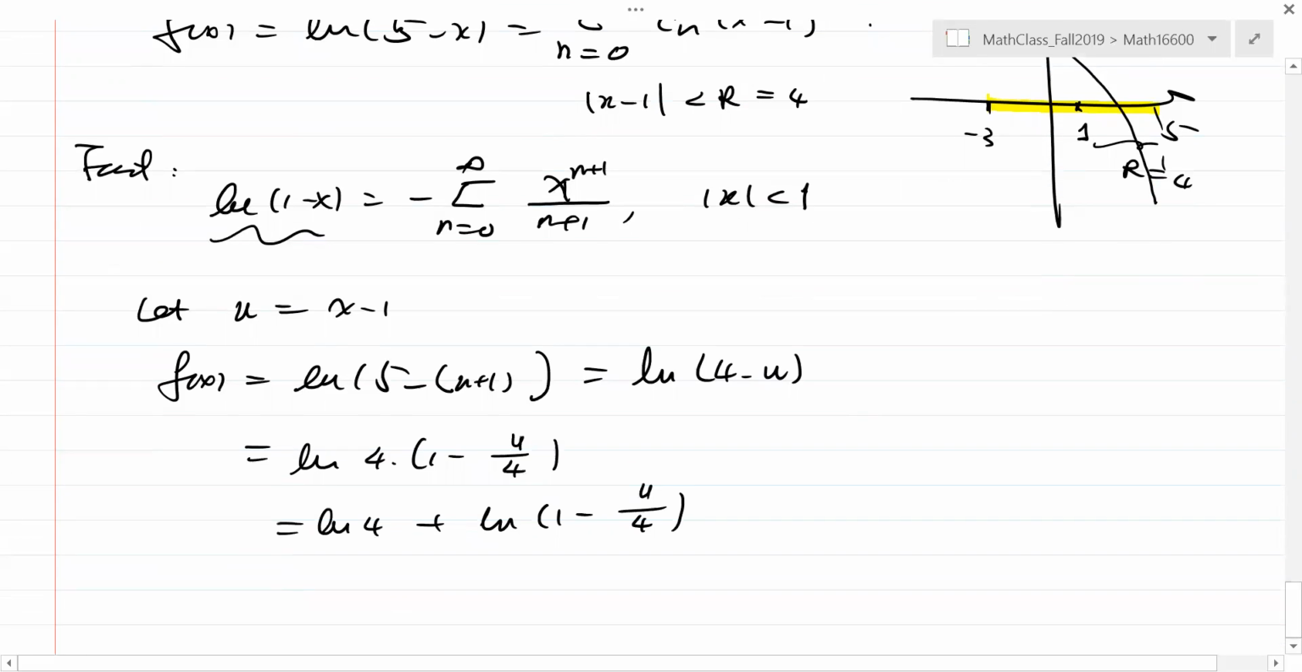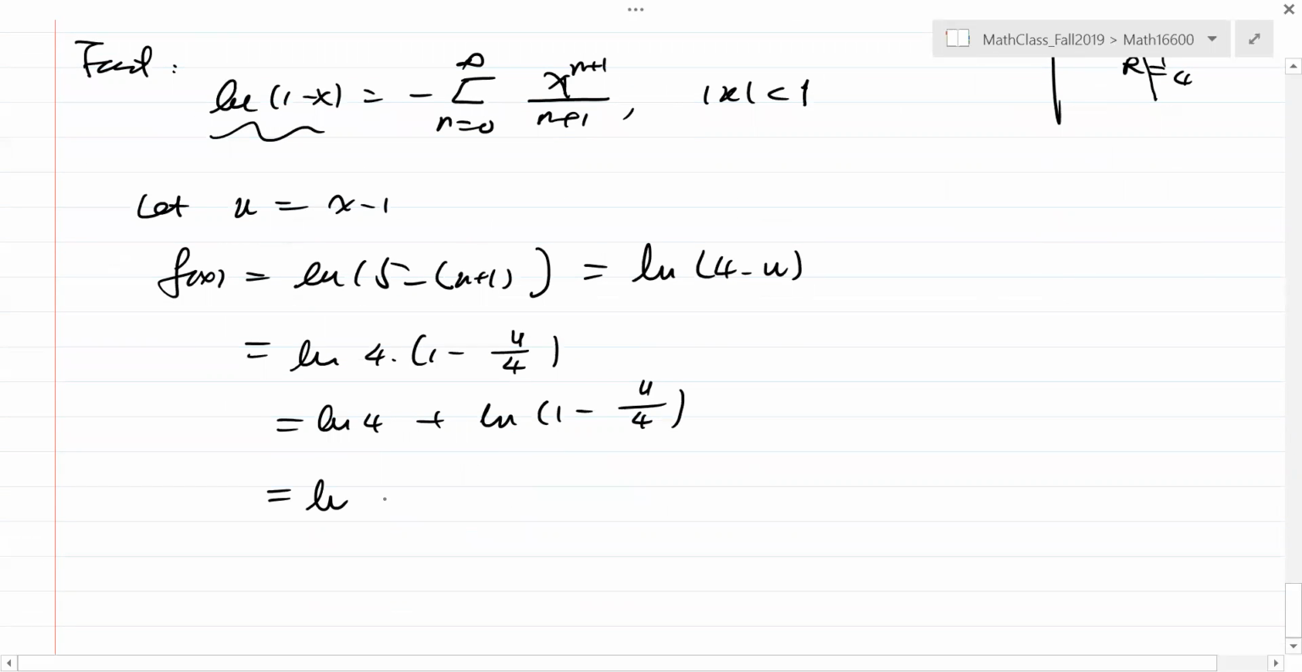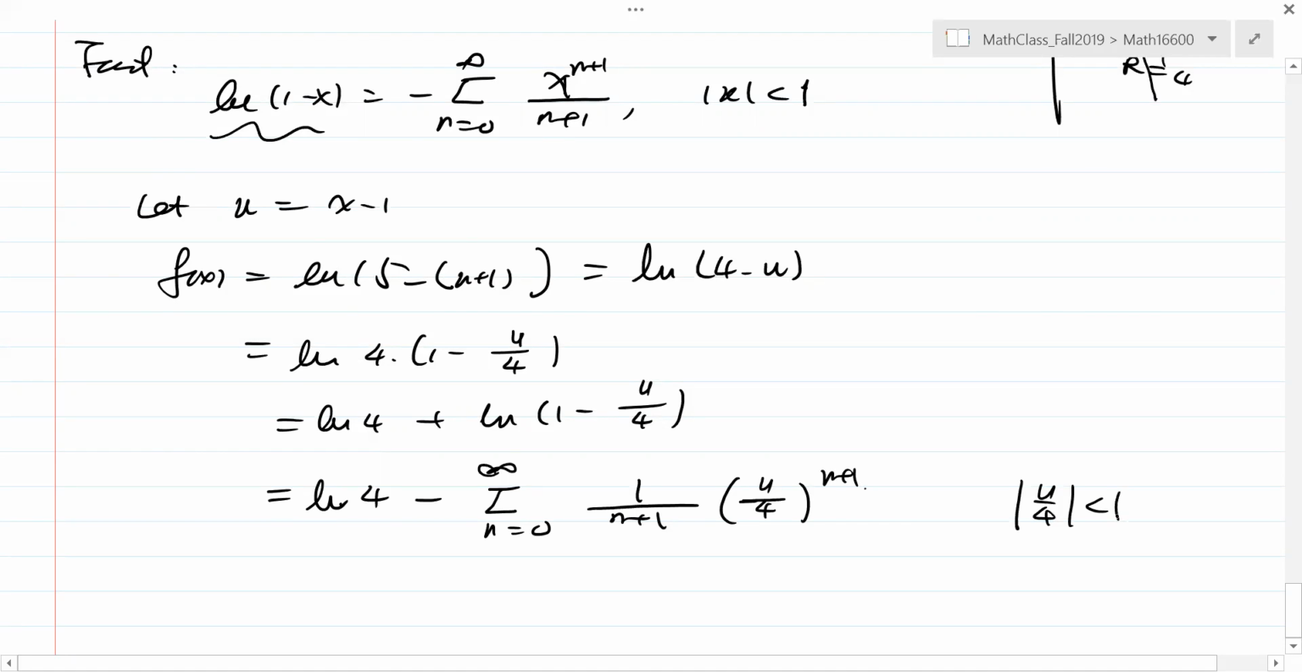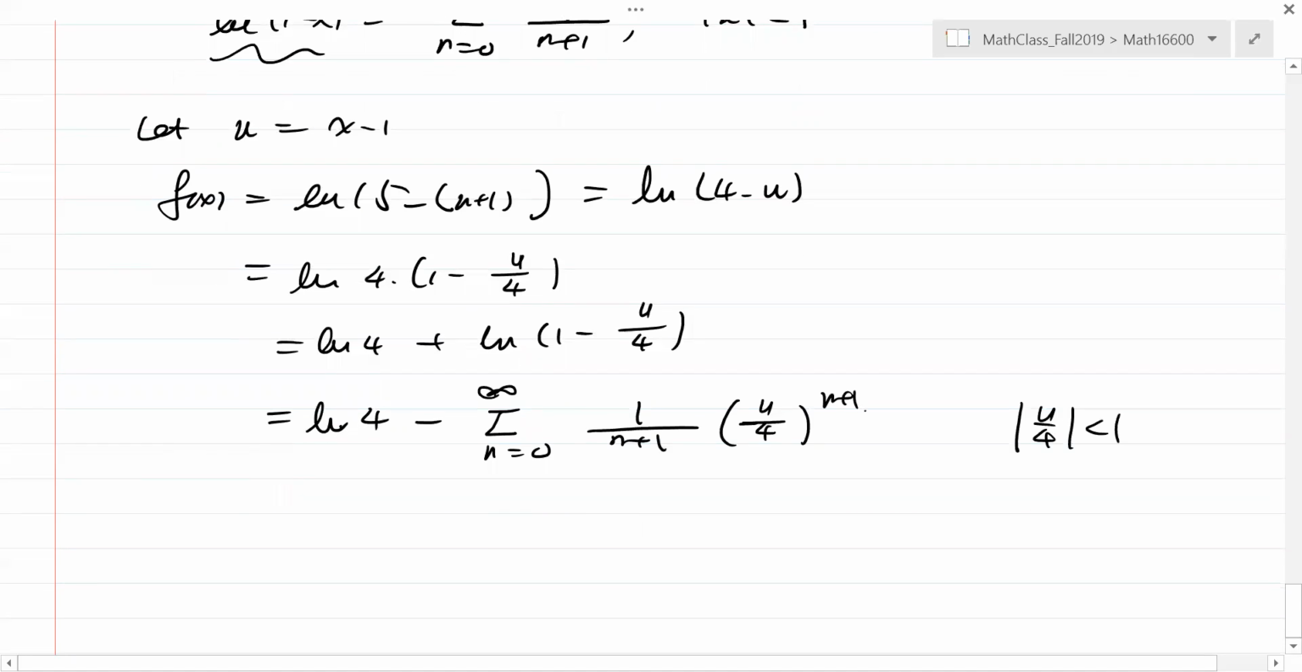Now I'm in the form natural log of 1 minus something. And then according to the above identity, it's going to be the sum of u over 4 to the n plus 1, over n plus 1. And this holds when absolute u over 4 is less than 1. We just use the above fact.